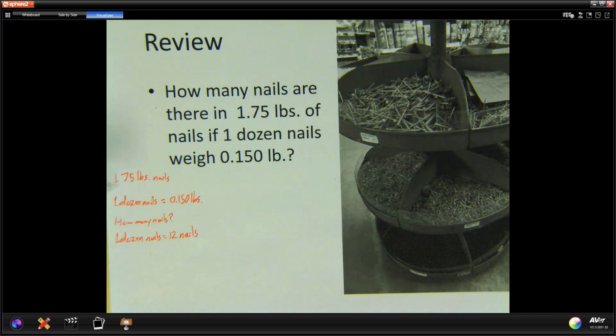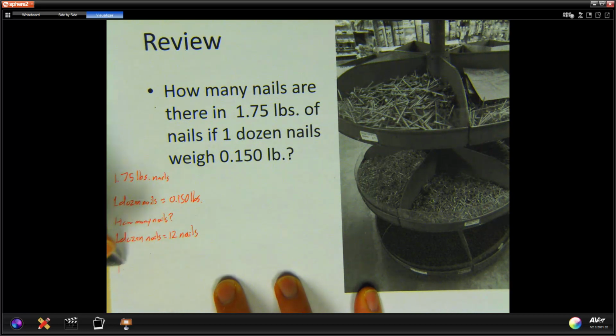Okay, so this is our question. I kind of put that in the middle there. It might be easier if you had put that perhaps at the start or at the end. We have 2 equalities. We have a number by itself. When we solve these kinds of problems, it's always best to start with the number all by itself. So the 1.75 pounds of nails. So we will start there.